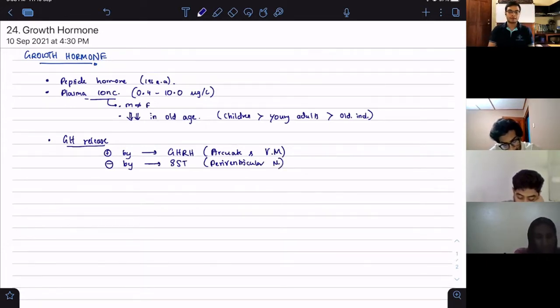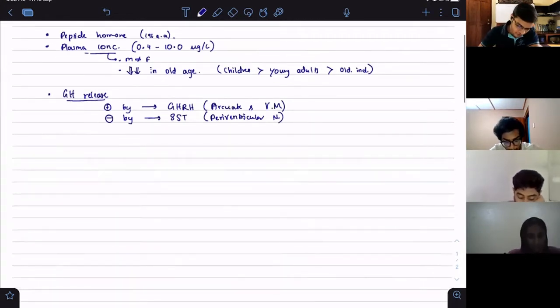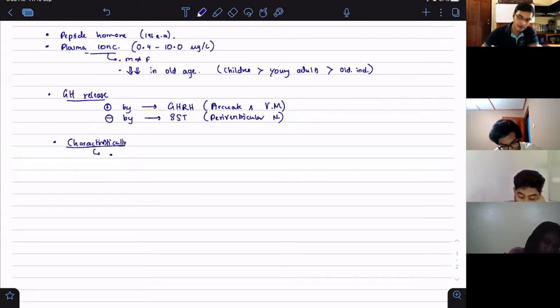A few more features about growth hormone I want you all to know. Characteristically, first thing, it is a pulsatile hormone, pulsatile release. Here, we get one pulse every 3 to 4 hours.